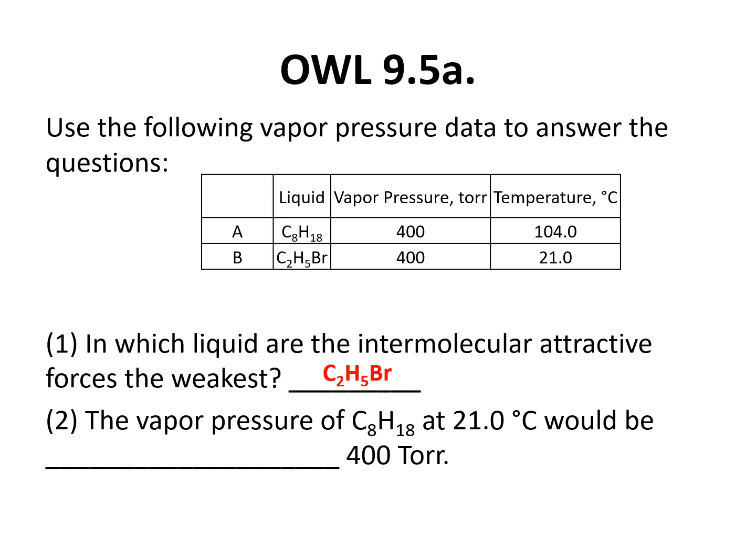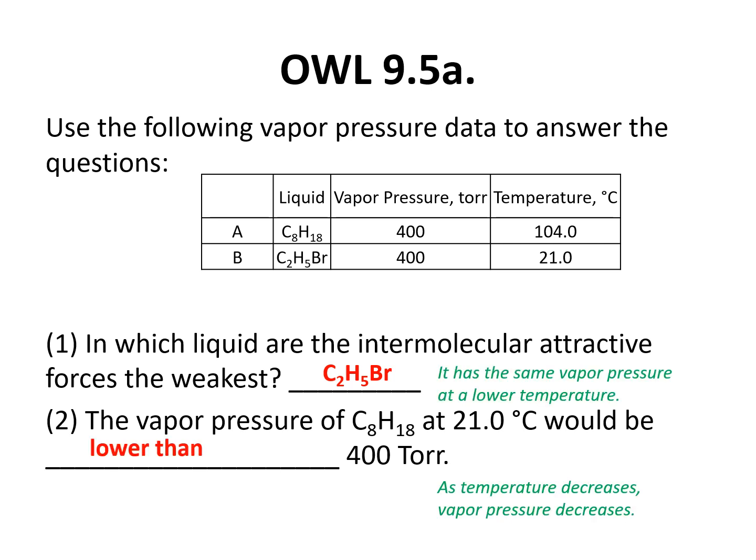If we looked at the vapor pressure of the first liquid, C8H18, at 21 degrees Celsius, how would that compare to 400 torr? Would it be higher or lower than 400 torr? Well, at 104 degrees Celsius, it equals 400 torr. If we lower the temperature, the vapor pressure will be lower. As temperature decreases, so does vapor pressure.